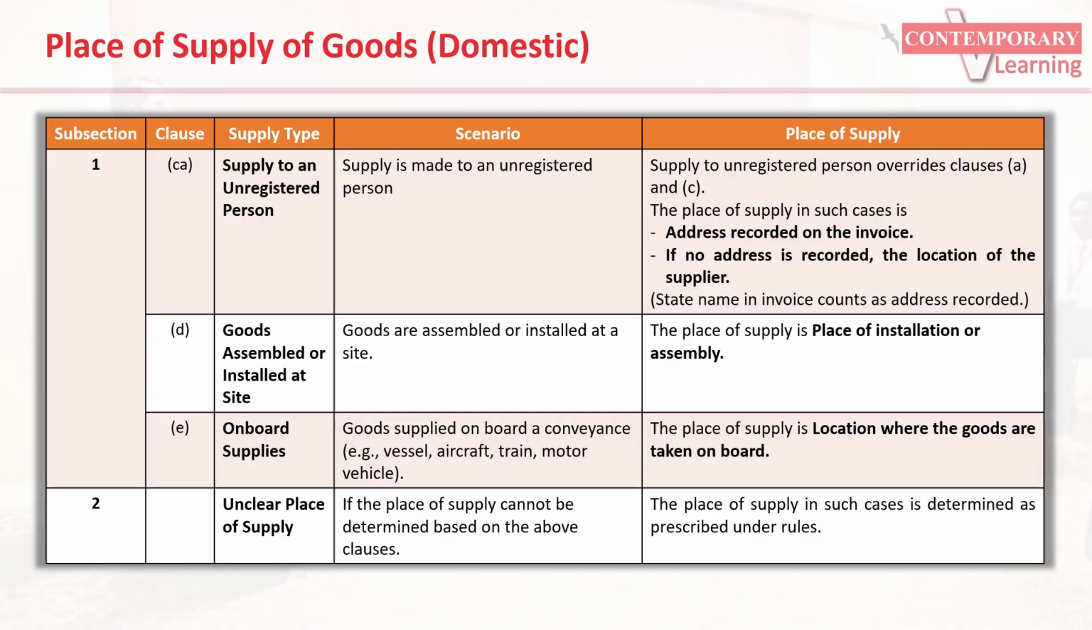For goods that need assembly or installation, the place of supply is where you actually assemble or install them, not where you manufacture or store them. And for onboard supplies, like selling goods on a train or aircraft, the place of supply is where the goods are taken on board.